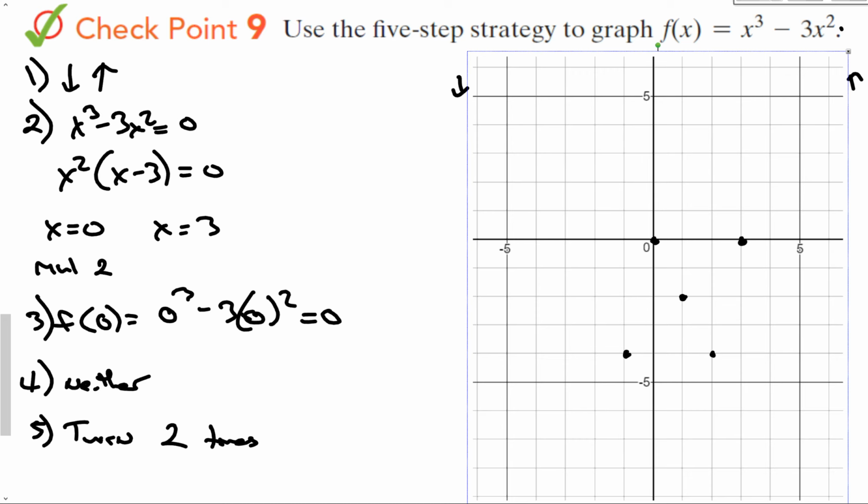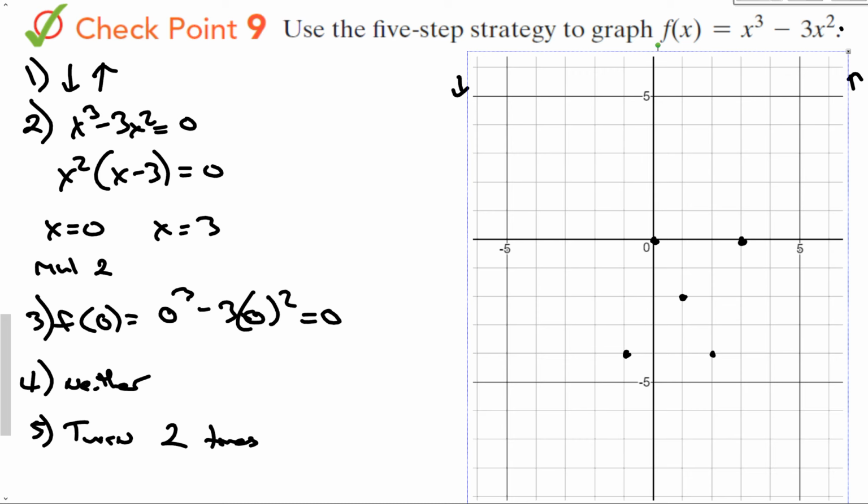I could keep getting more and more if I need to, but that's enough data for me already, because I now can see that the graph is going to look something like that. And that's good enough. So, next question.